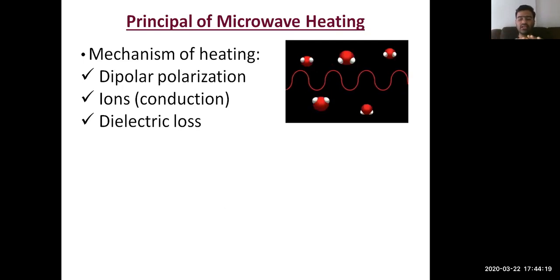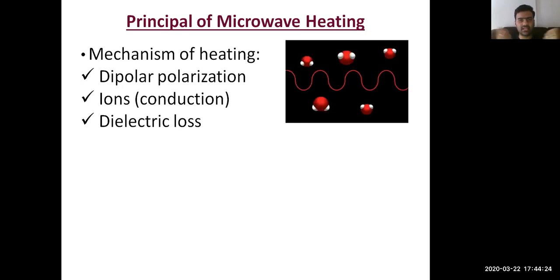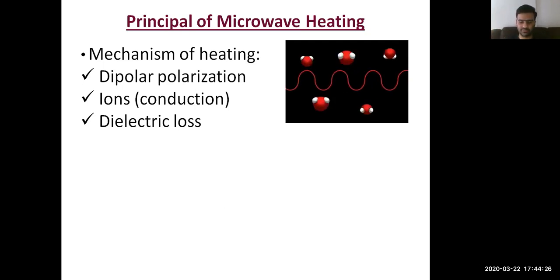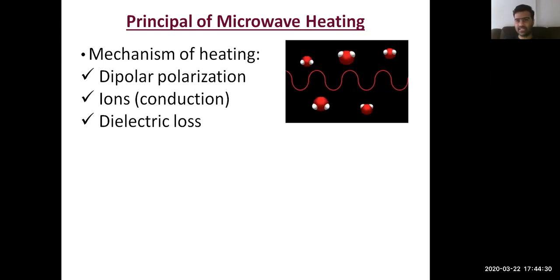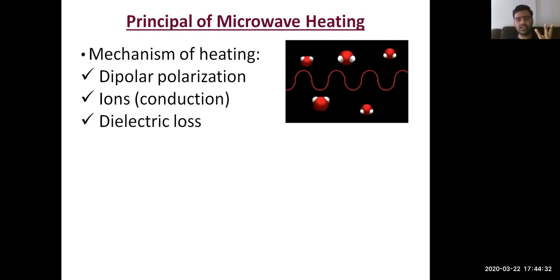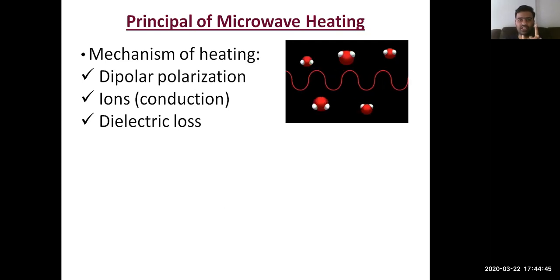This is what makes the temperature become uniform for a certain medium that is absorbing electromagnetic radiation. So that is the principle behind microwave heating, basically. So three mechanisms. One of them is dipolar polarization, which is observed in polar molecules. Most typically, the example of water can be given for microwave heating by dipolar polarization as the mechanism.